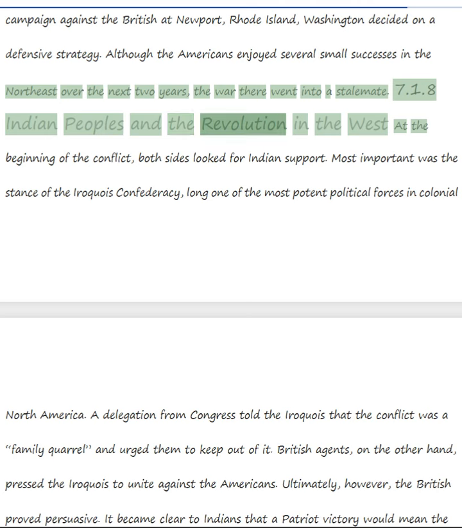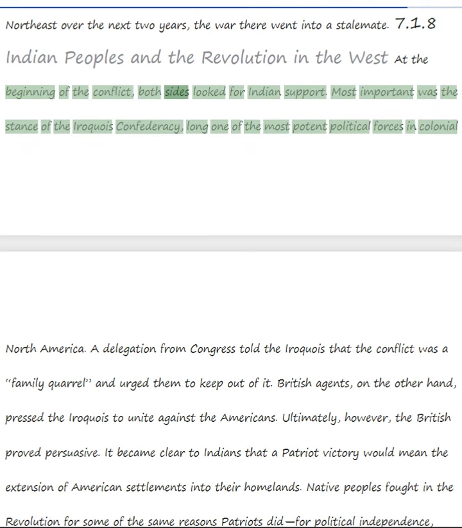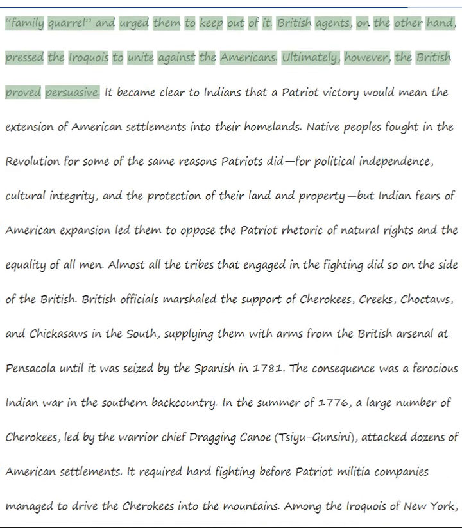7.1.8 Indian peoples and the revolution in the West. At the beginning of the conflict, both sides looked for Indian support. Most important was the stance of the Iroquois Confederacy, long one of the most potent political forces in colonial North America. A delegation from Congress told the Iroquois that the conflict was a family quarrel and urged them to keep out of it. British agents, on the other hand, pressed the Iroquois to unite against the Americans.